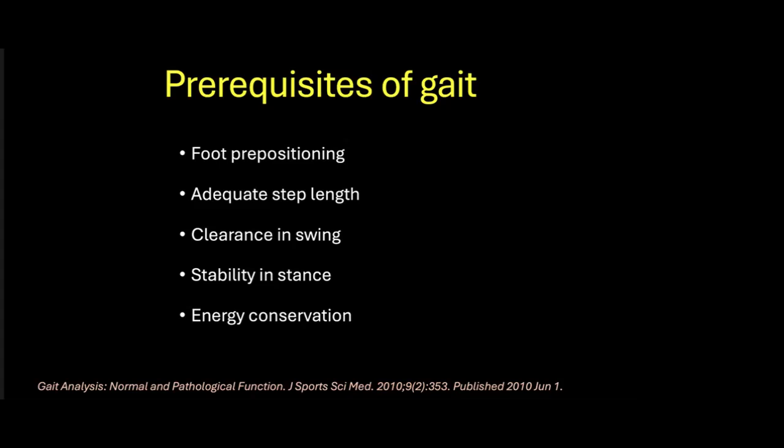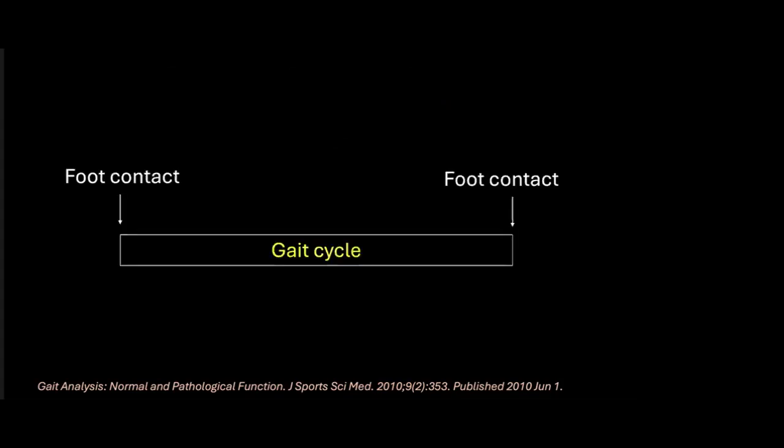If any of these five aspects are affected by disease or by injury or any pathology, then obviously we will have an adverse impact on the overall gait pattern. So, what is a gait cycle? All the events that occur from foot contact to when the foot contacts the ground again constitute a gait cycle, to put it very simply.